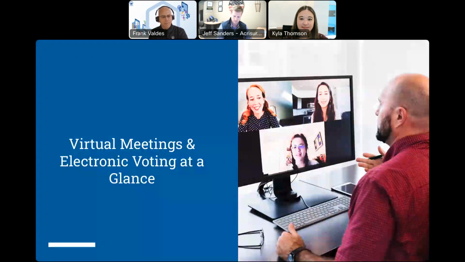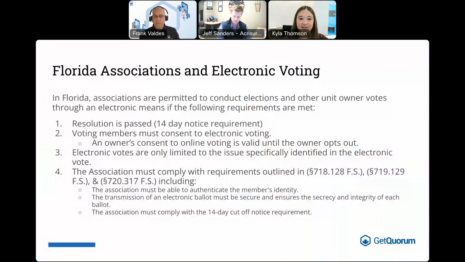So I'll leave it there, and we will dive here into the meat and potatoes, the heart of the presentation, which is really to make sure that we have a good understanding of the statutes, right? Look, folks, this is where it starts, at least for GetQuorum as a provider and for most electronic voting providers in the state of Florida. If you aren't having a conversation as you're engaging with these companies about the statutory requirements for your community, you're doing something wrong, right? Why? Because there are Florida statutes that govern the use of electronic voting, and they're very specific.